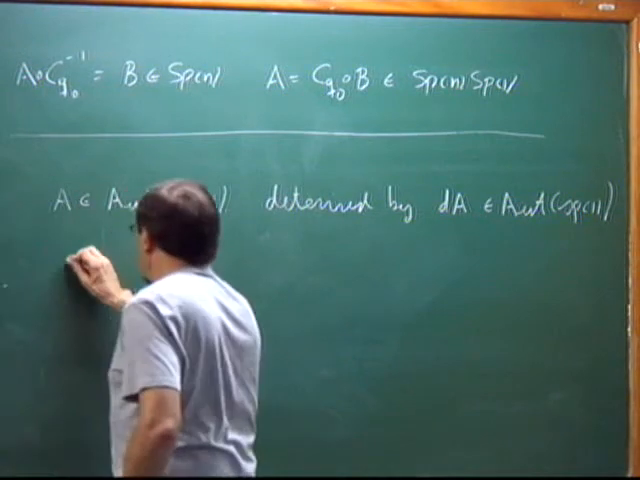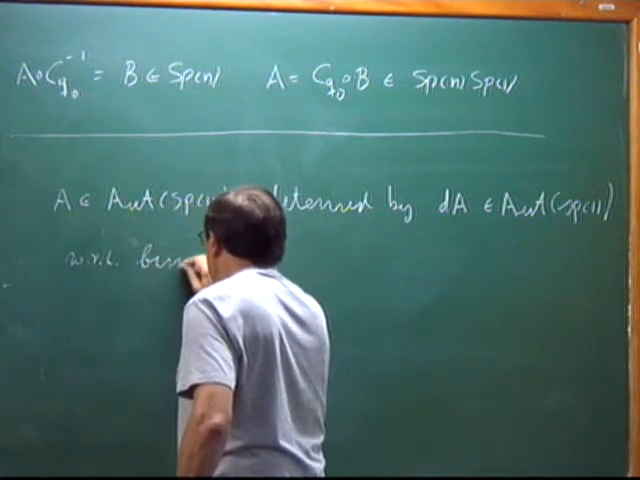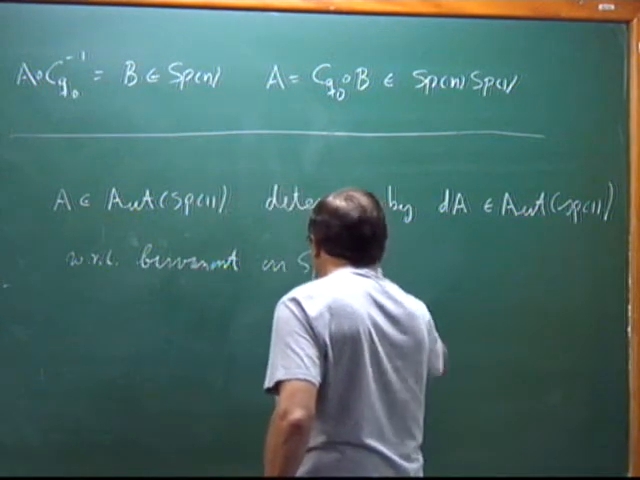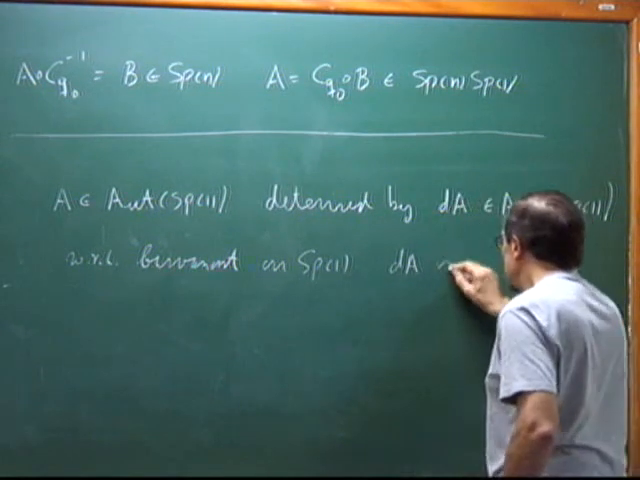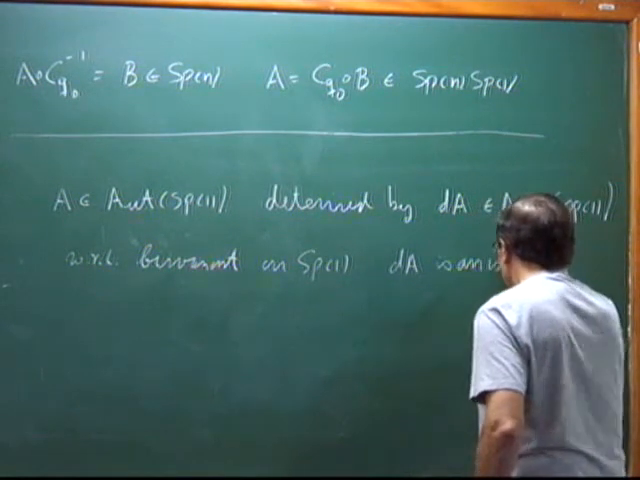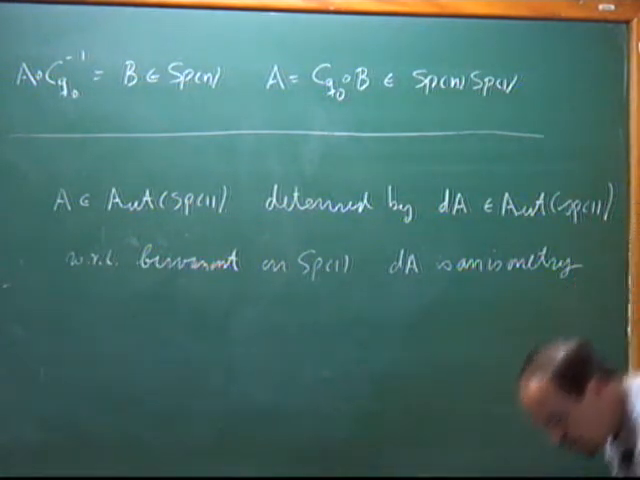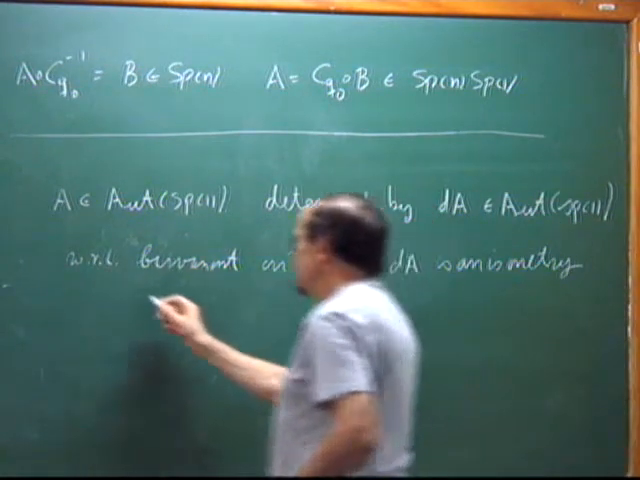With respect to a bi-invariant metric on this Lie group, it's a compact Lie group, so it has a bi-invariant metric where dA is an isometry. So automorphisms, for example, take the Killing form. Every automorphism preserves the Killing form.